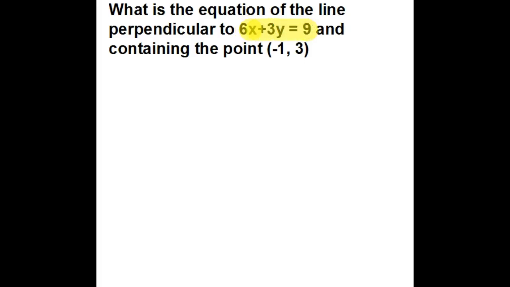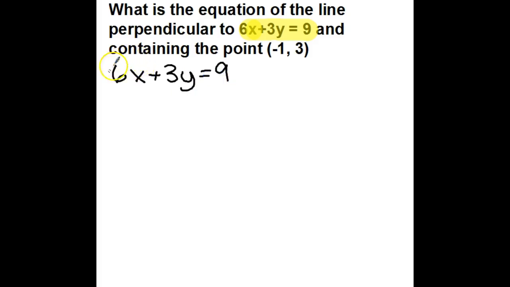Right now, that equation is in standard form, and I can't figure out my slope just by looking at it. So I'm going to take it from standard form to slope-intercept form. In order to do that, I have to solve for y. So 6x + 3y = 9.